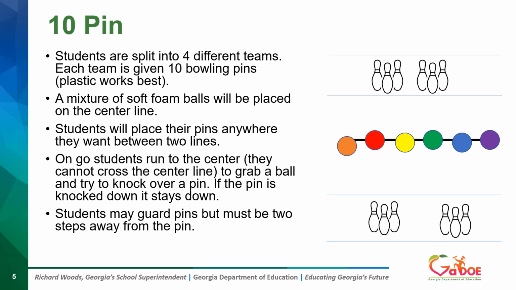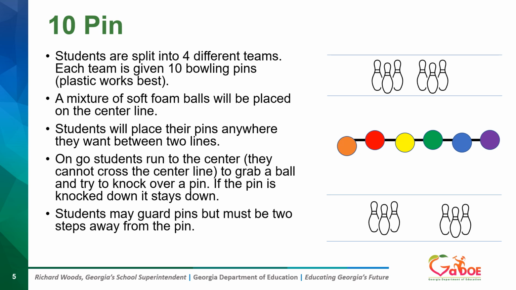This activity is called 10 pin. You will have students split up into 4 different teams, and each team will receive 10 bowling pins. Obviously, our plastic would probably work best. You can set up your gym into 4 different zones with a center line down the middle of your gym to separate the 2 courts of play. A mixture of soft foam balls will be placed on the center line in between 2 different squares of teams.